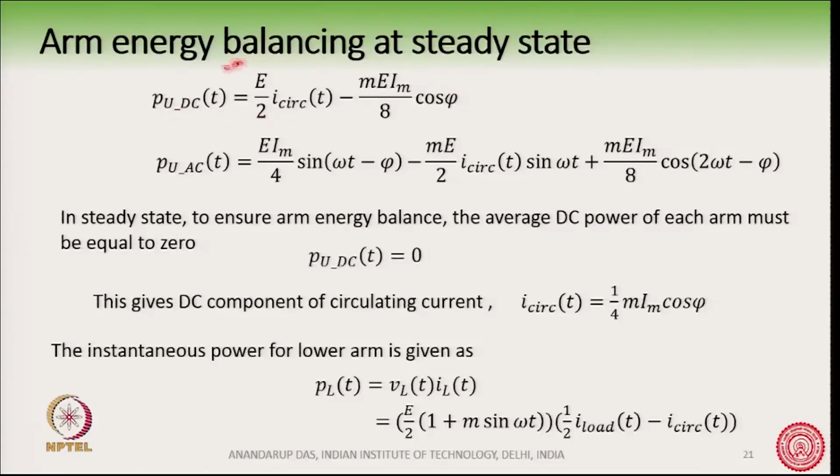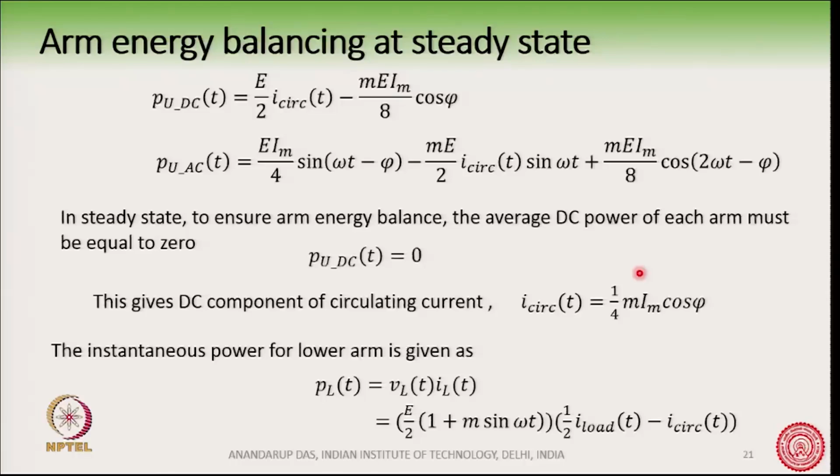So, therefore, this term must be equal to 0 here. If you make this equal to 0, the DC component of the circulating current comes out to be 1/4 m I m cos phi. This is the DC component of the circulating current. This must flow through the arms in order to ensure that P_U,DC is equal to 0. This is this component of the circulating current.